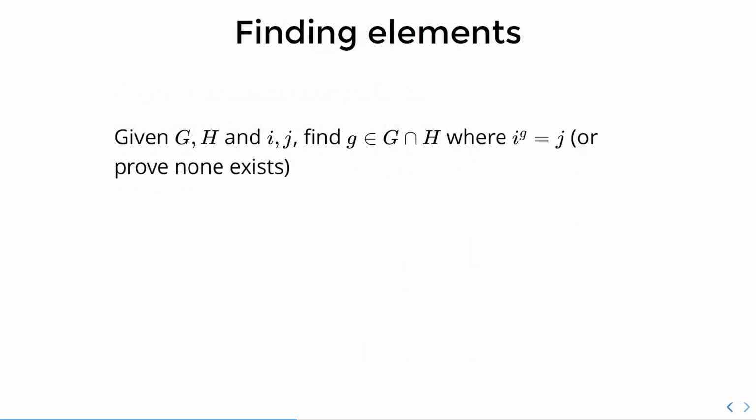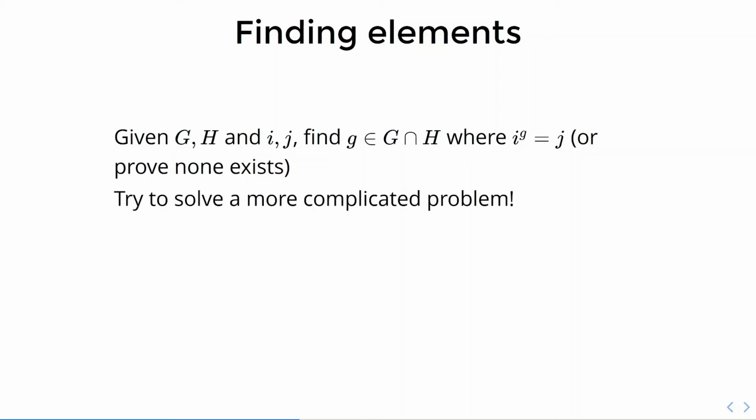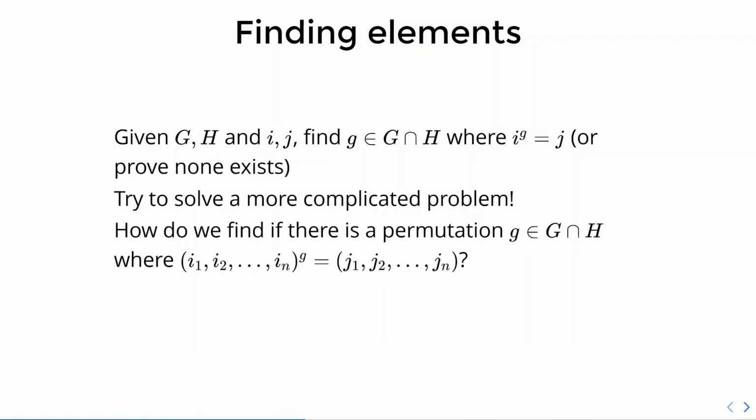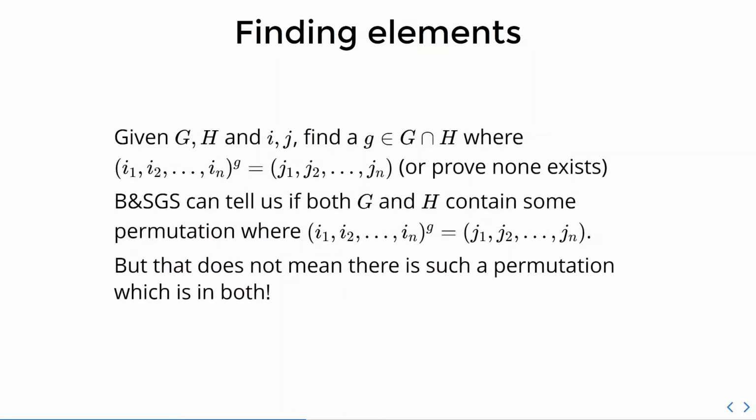So how do we go about finding these permutations? Well, we try to solve a more complicated problem. We're going to say, find if there's a permutation which maps I1 to IN to J1 to Jn for some I and J, where I1 is going to be I and J1 is going to be J. Base and strong generating sets can tell us if G contains a permutation which maps I1 to IN to J1 to Jn, and whether H contains an element that maps I1 to IN to J1 to Jn. Of course, these permutations might be different. So just because G and H both contain such a permutation doesn't mean G intersect H does. But if G or H doesn't, then the intersection definitely can't.